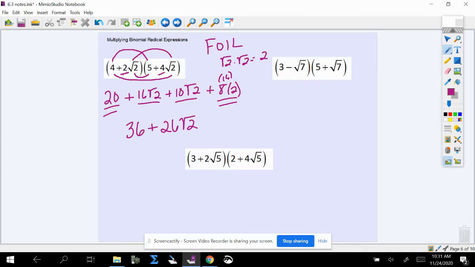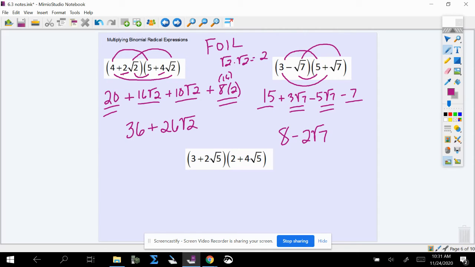Same thing here for my FOIL. So first, 3 times 5 is 15. My outer is going to be 3 times the square root of 7. I can't multiply the 3 and the 7 together because one's in a radical and one's not. My inner is going to be a minus 5 root 7. And my last is going to be negative square root of 7 times another square root of 7, which is just 7. Again, looking for like pieces that can be combined. I like to underline them. You don't have to. So 15 minus 7, your whole pieces, the ones without the radical, gives you 8. And 3 root 7 minus 5 root 7 is negative 2 root 7.